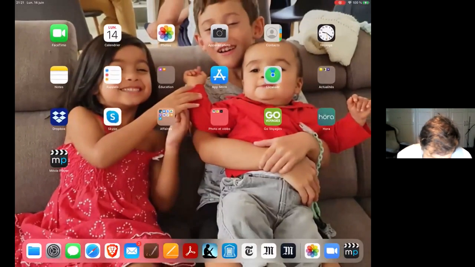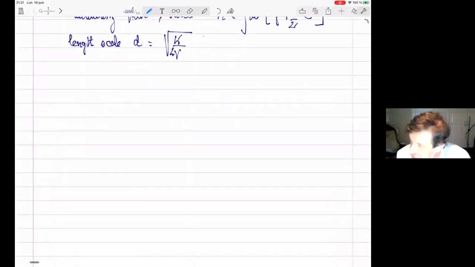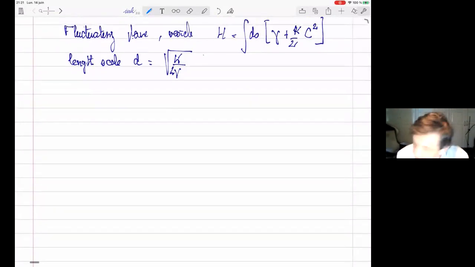Now I let you do the calculation. You just put the tube geometry into this energy, and you minimize with respect to the radius, and you get this radius d that I was talking about, which is the square root of the bending modulus divided by twice the tension. Let me give you orders of magnitude. This tube is like 30 nanometers. That's a good order of magnitude.